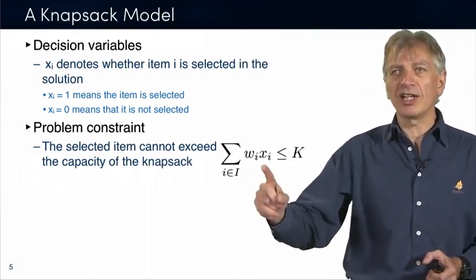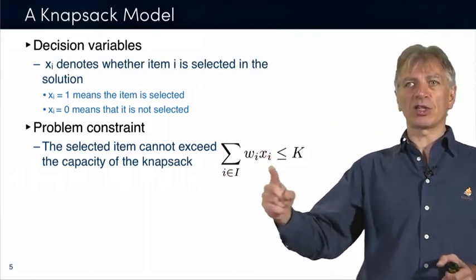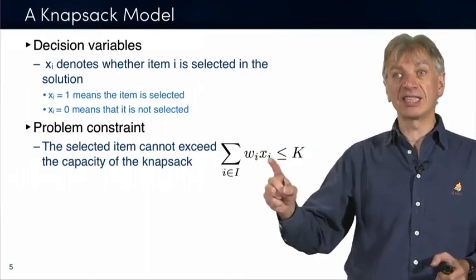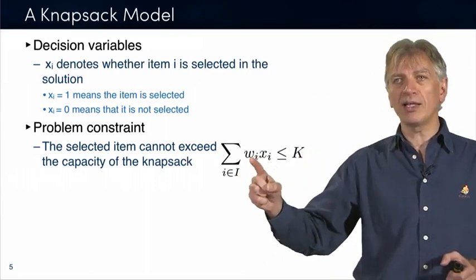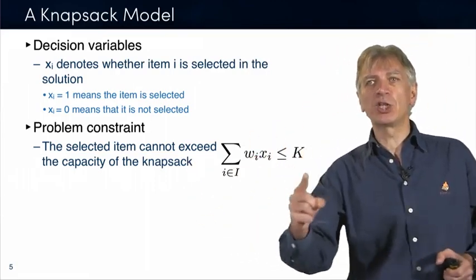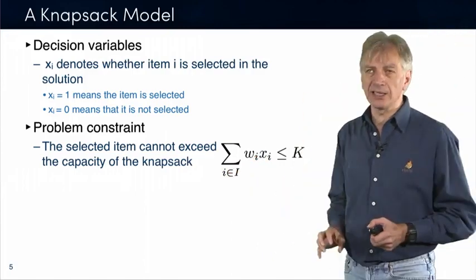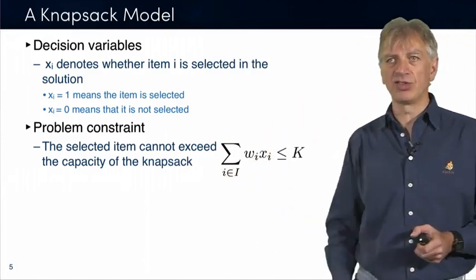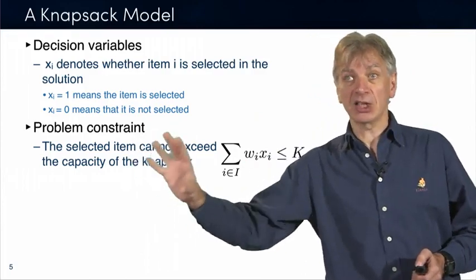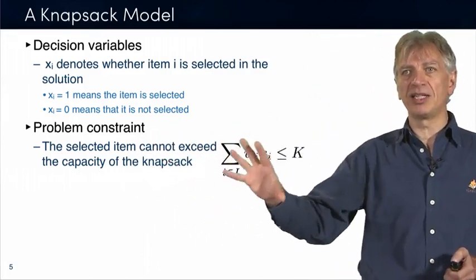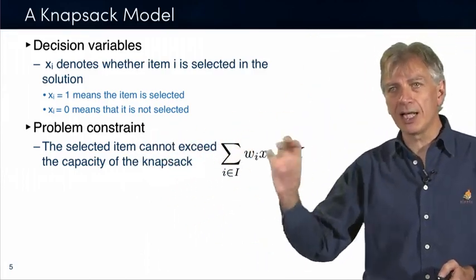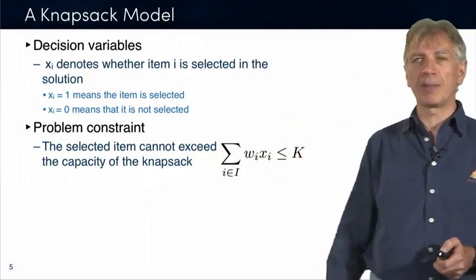And when you don't select the item, this product is not going to contribute anything. When you select it, it will contribute the weight. So essentially this makes sure that you never exceed the capacity of the knapsack with the items that you select. This constraint defines all the feasibility constraints.